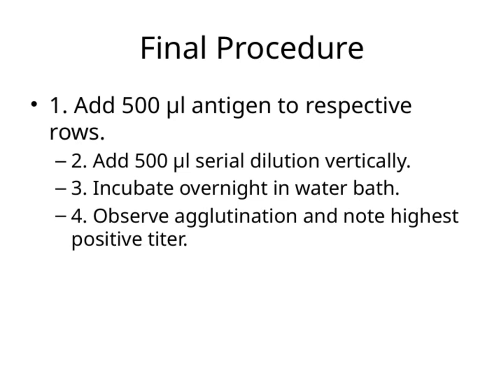All right, let's walk through the final steps of the procedure. First, you'll add 500 microliters of antigen to each of the respective rows. This ensures that the antigen is evenly distributed and ready for the next steps. Next, you'll perform a serial dilution by adding 500 microliters vertically, which helps us determine the highest positive titer accurately. After setting up the dilutions, incubate the plates overnight in a water bath. This allows enough time for the antigen-antibody interactions to occur properly.